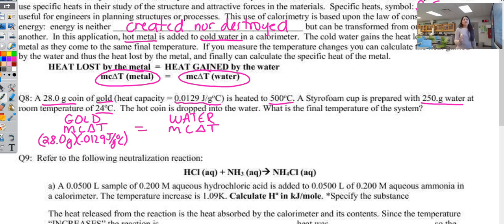Okay, so now here's the tricky part. For the gold, I know that it's starting at 500 degrees Celsius, and I don't know what the final temperature is. That's what I'm looking for. Sometimes they'll just say, what's the final temperature of the water? Well, the final temperature of the water must be the final temperature of the gold. So it's both of them, really, okay? Here's the thing. Water's not going to change that much. Water's not going to change that much, so it won't even be significant. And this is where we're going to save a lot of time. Here is this understanding.